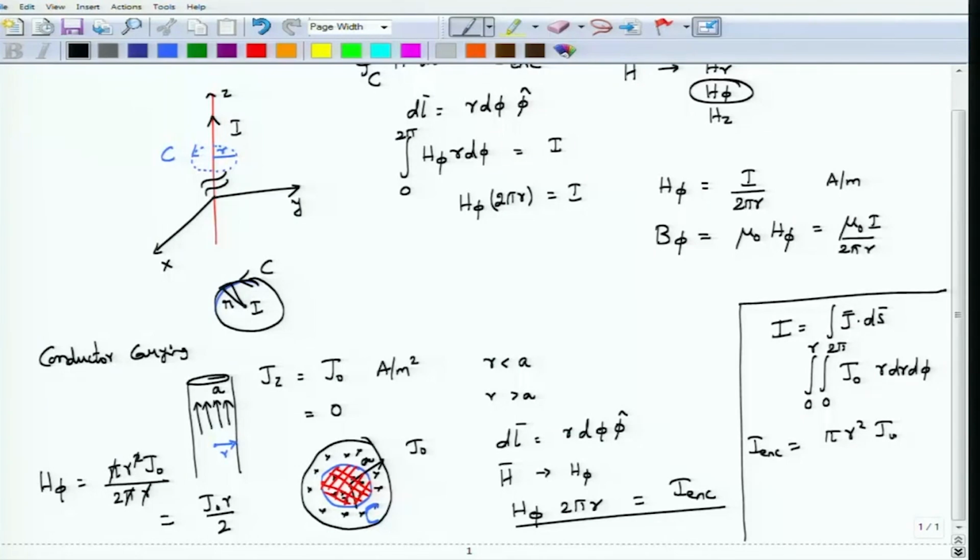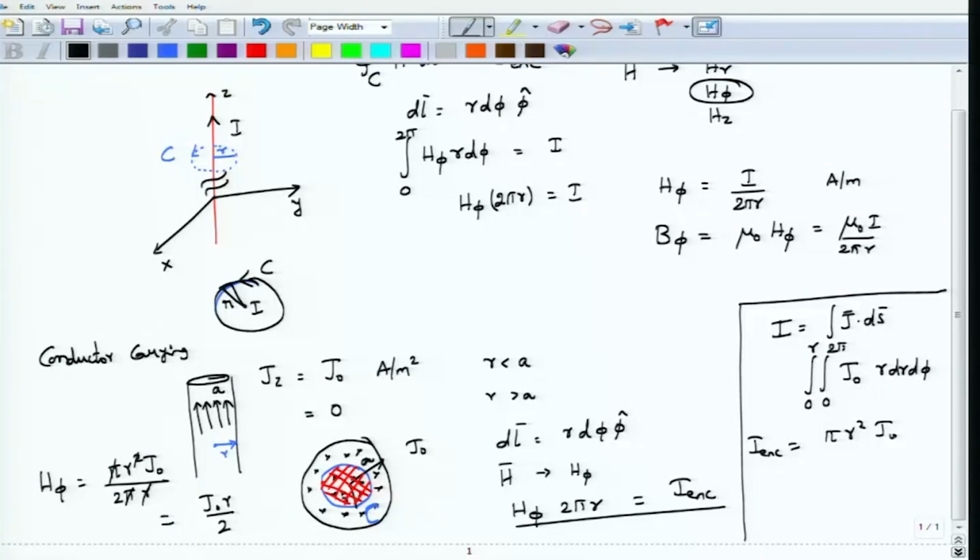We see that the magnetic field H phi is a linear function, or it is actually increasing linearly from the value 0 at the center where r is equal to 0, and then it gradually goes up as r keeps on increasing, reaching a value of J0 a by 2 as the contour expands to the outer radius a.